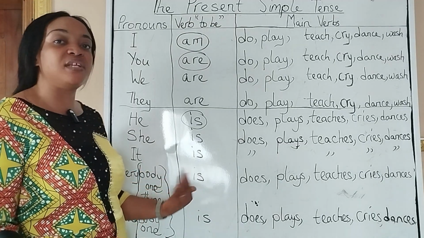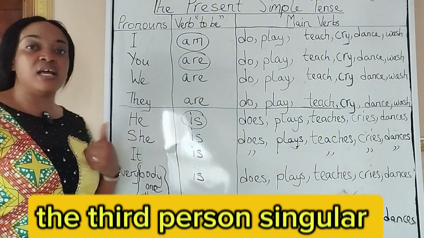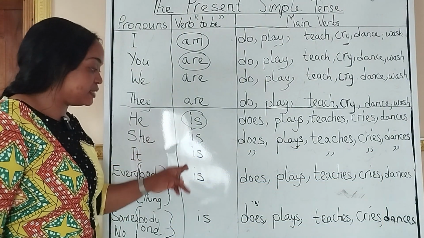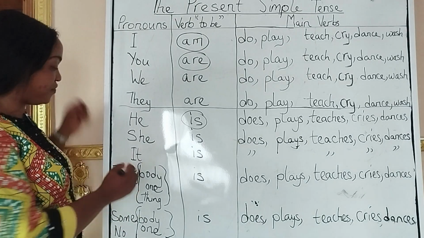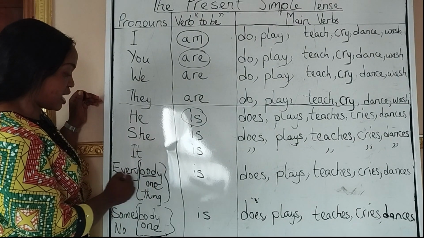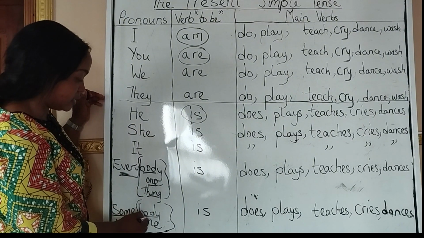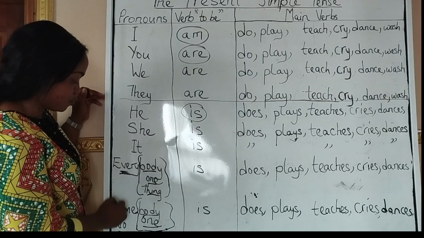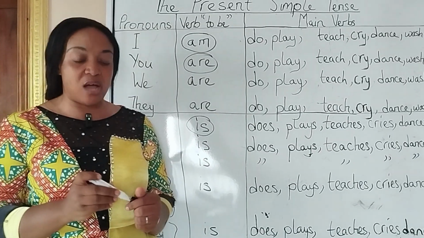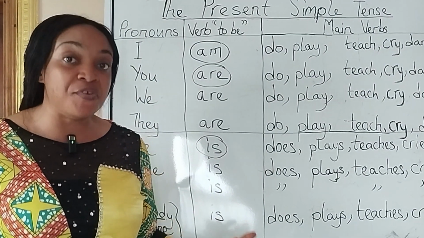But now, let's go down here. You see that everything changes once we have he, she, it. We call it the third person singular. It uses is. And take proper note of this: everyone, everybody, everything, somebody, no one. It could be someone. Whenever you have this kind of indefinite pronoun, just know that you are supposed to use the singular form of a verb.